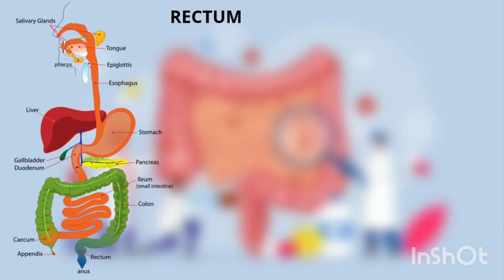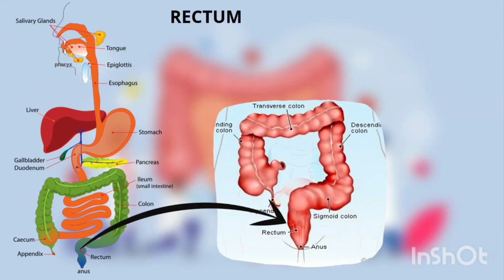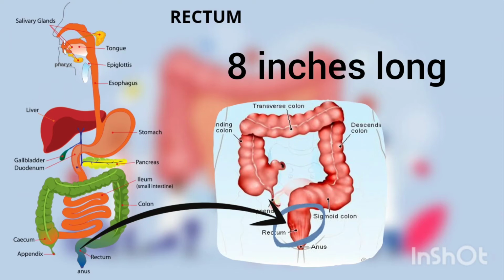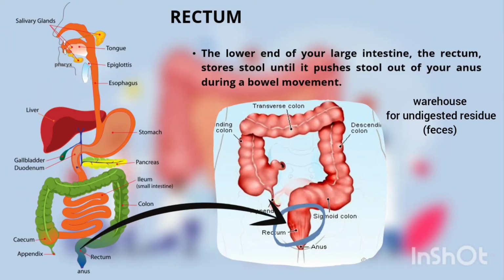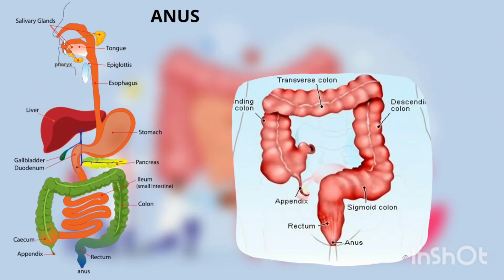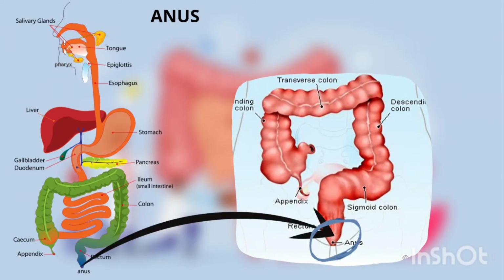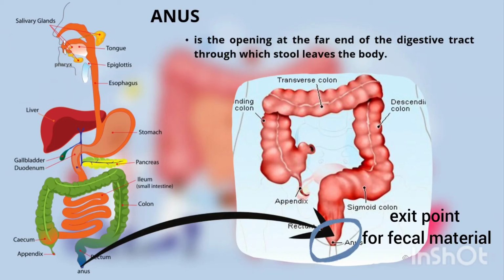Next we have the rectum. The rectum is located at the distal end of the sigmoid colon. It is about 8 inches long and basically serves as a warehouse for the undigested residue or feces. At the end of the rectum is the anal canal or anus that functions as the exit point for fecal materials. It is the opening at the far end of the digestive tract through which stool leaves the body.